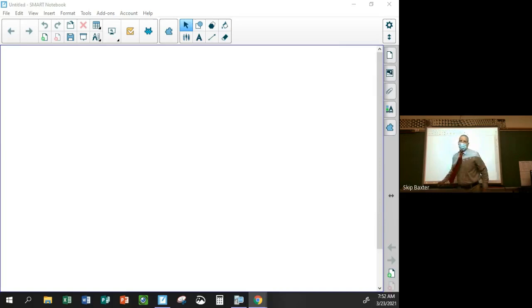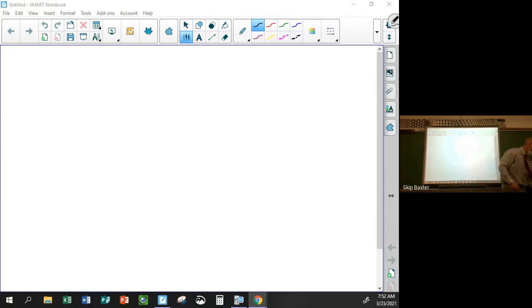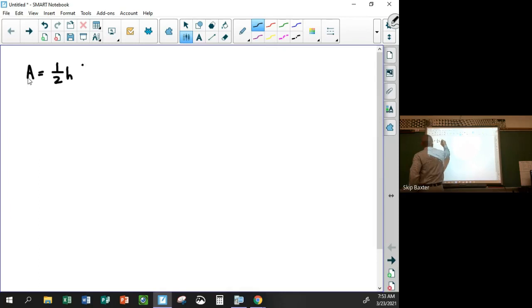Okay. So yesterday we were talking about area of a trapezoid. Any questions about that? So remember, the formula is area equals 1/2 h (b1 plus b2). And remember, sometimes you might not be given all that information explicitly. Let's just do one more example.